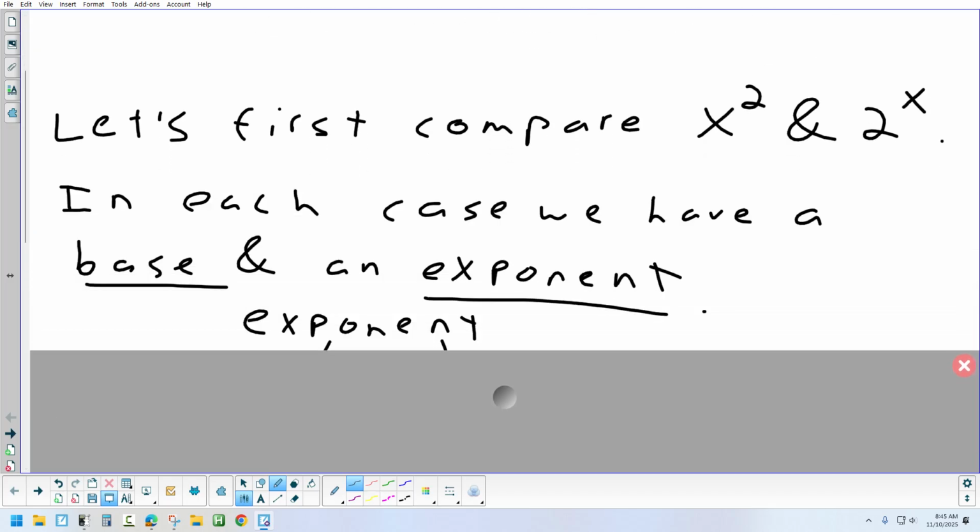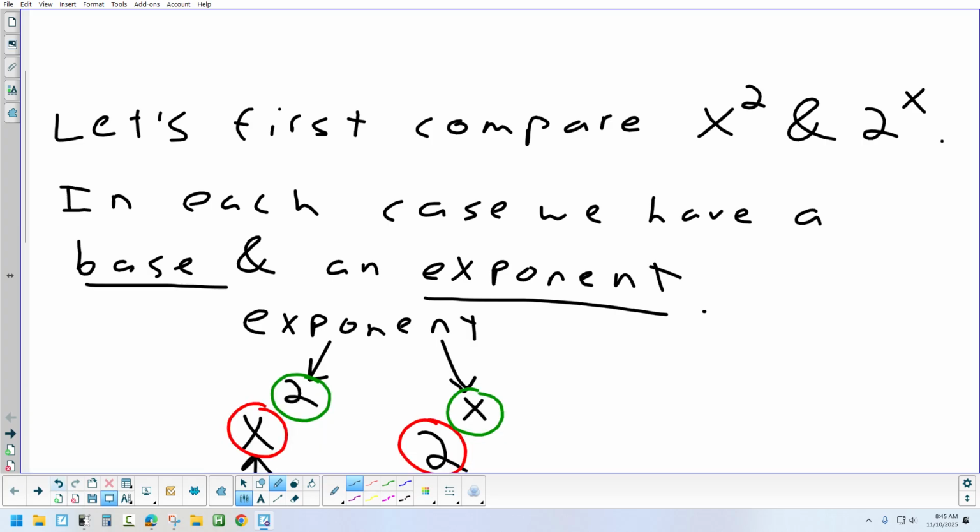So in each case, we do have a base and we have an exponent. When we have a polynomial kind of function, the base is a variable and the exponent is an integer. When we have an exponential function, the variable becomes the exponent, or the variable is in the exponent. That's what makes it exponential.